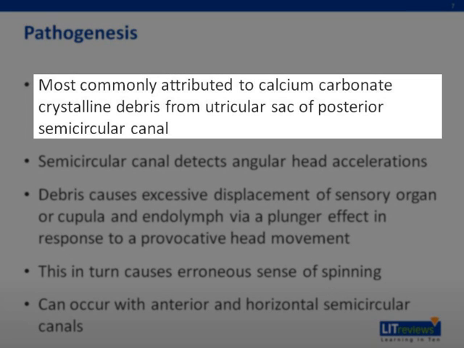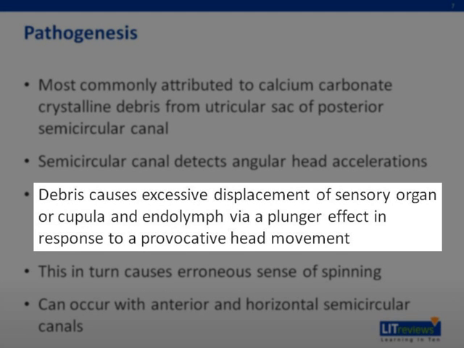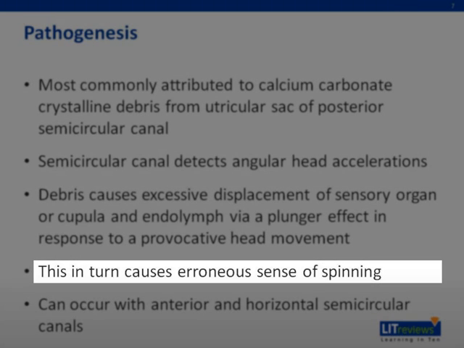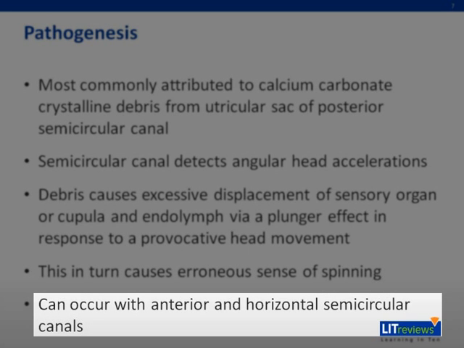BPPV is most commonly attributed to calcium carbonate crystalline debris from the utricular sac in the posterior semicircular canal. The semicircular canal in the ear detects angular head accelerations. When these crystalline debris are displaced in response to provocative head movement, they cause excessive displacement of the sensory organ or cupula and endolymph via a plunger effect. This then causes an erroneous sense of spinning. This process can happen with anterior as well as horizontal semicircular canals.